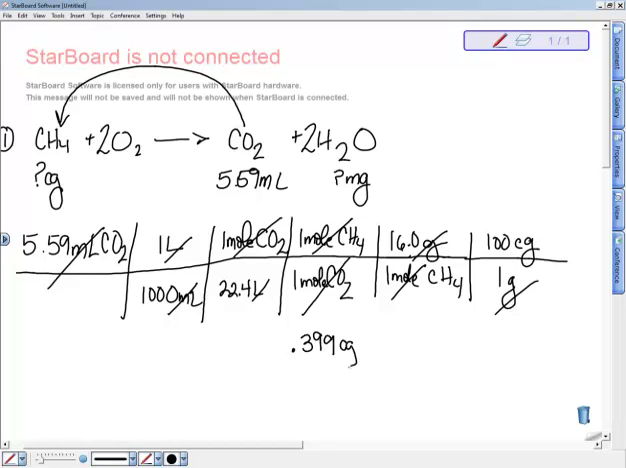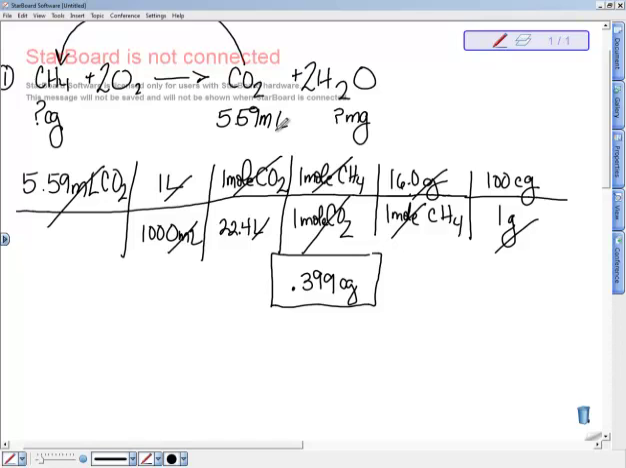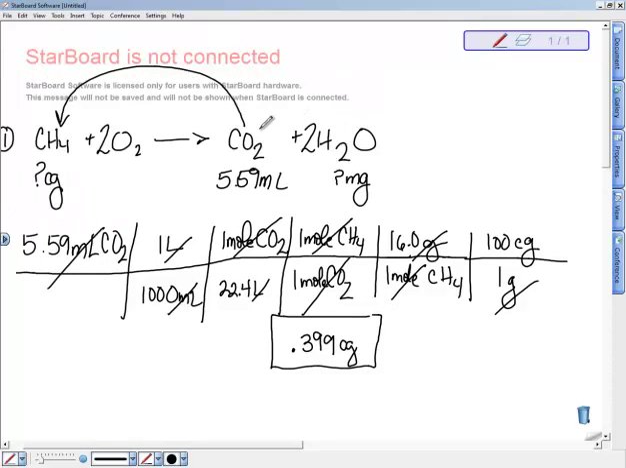0.399 centigrams. How'd you guys do? Great. So that was just one of the questions. The other question asked you, hey, how many milligrams of water were also produced? So we're going to make another problem for that.